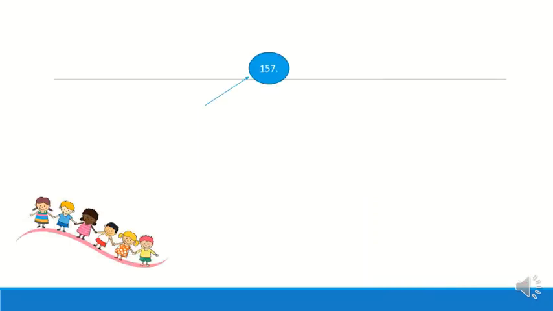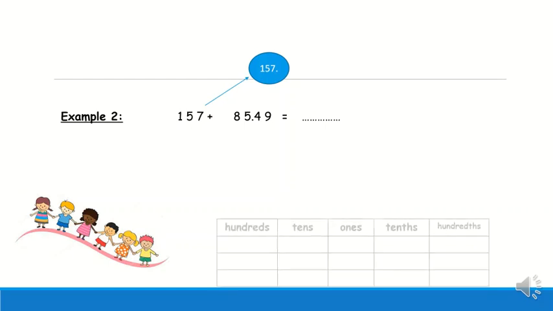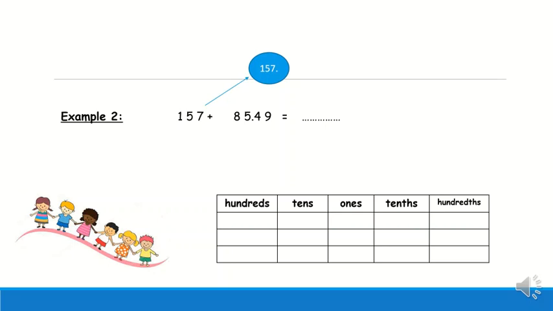Another example, 157 plus 85.49. The first number is a whole number. There is no decimal point here. So the first step, I add a decimal point at the end of the whole number. Then I line up the decimal point. It means I put the point under the point and I copy this point in the answer.